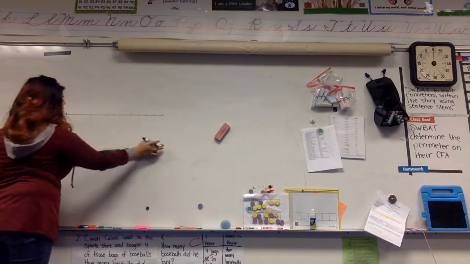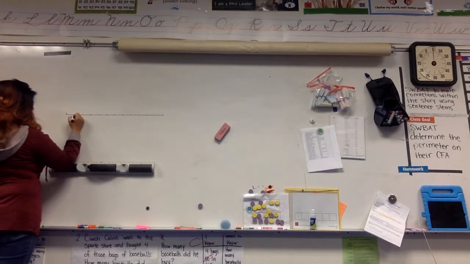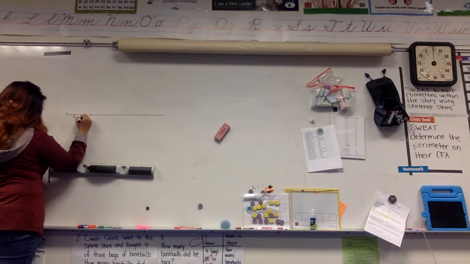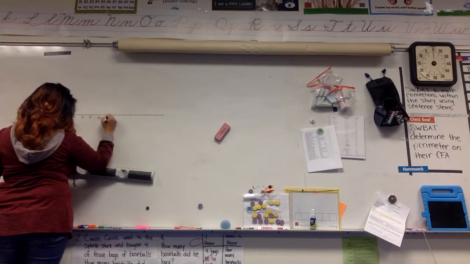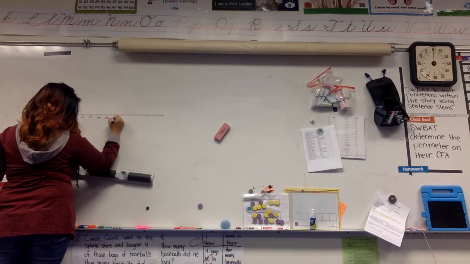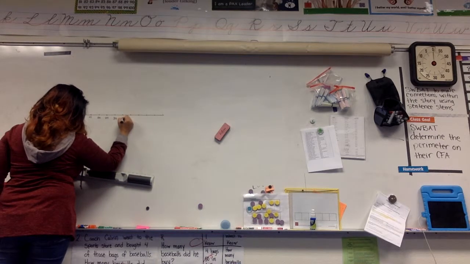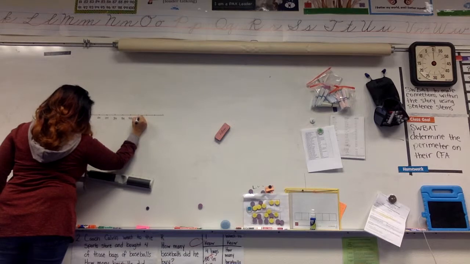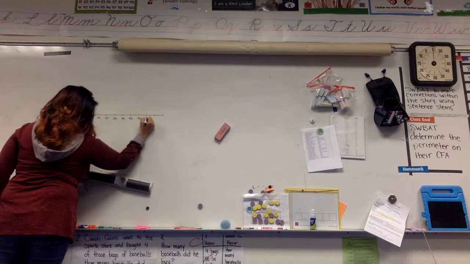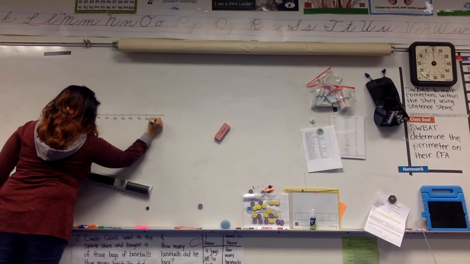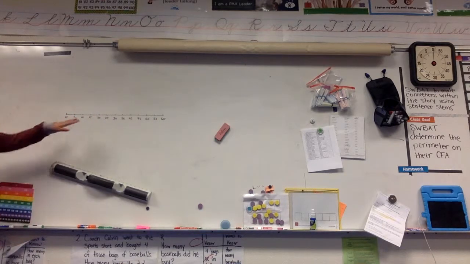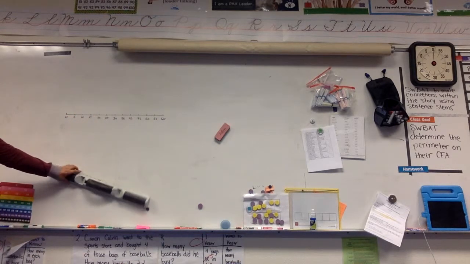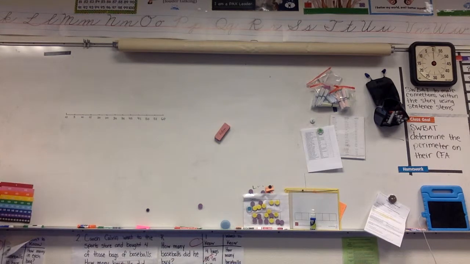We're going to count by 5s. Everybody? 5, 10, 15, 20, 25, 30, 35, 40, 45, 50, 55, and 60. Okay. Now, I realize this is kind of small, but you should have one at your desk right in front of you.